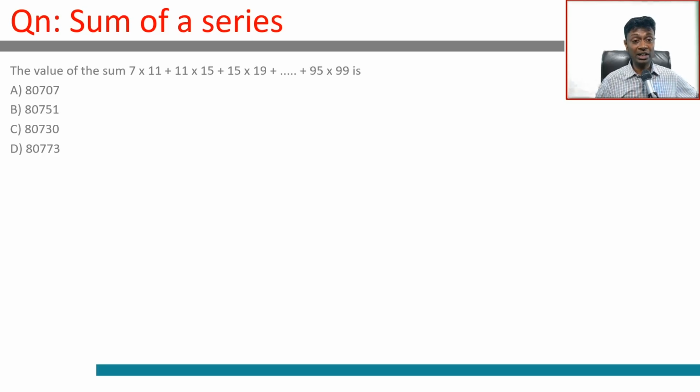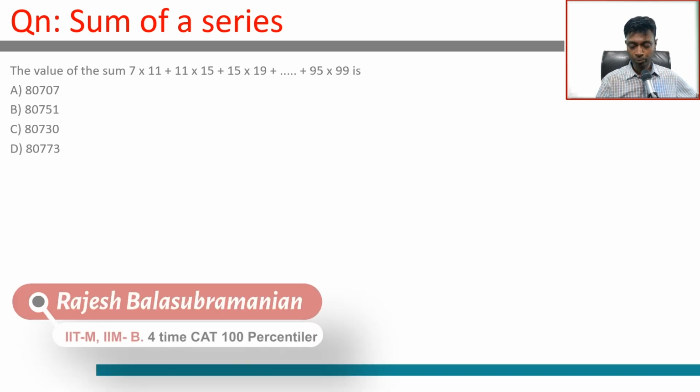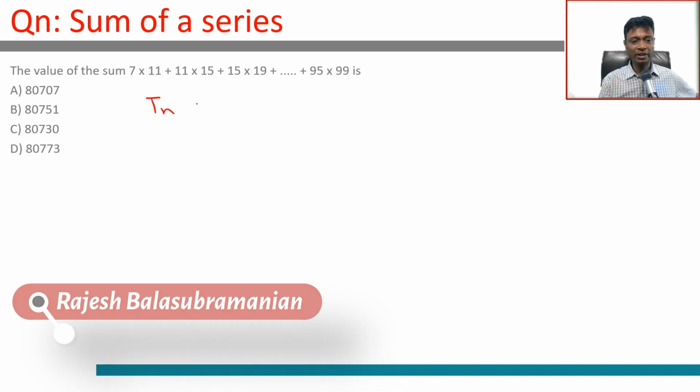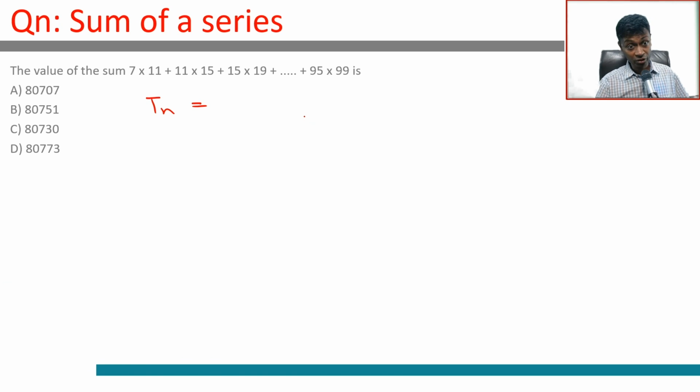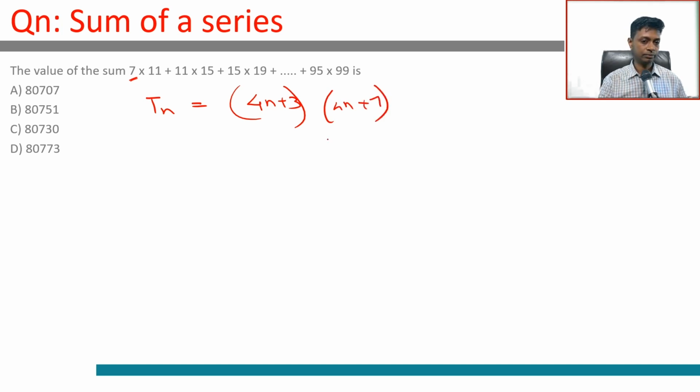Seven into 11 plus 11 into 15 plus 15 into 19 all the way till 95 into 99 is. And so all of these questions, this is some way of having an nth term, and then we can simplify this. How do we do this? Nth term here we can say is n into n plus 4, n plus 4 into n plus 8. That part is clear, right? And then this also goes in plus 4 terms. So we can write this as 4n plus 3 into 4n plus 7 each term.